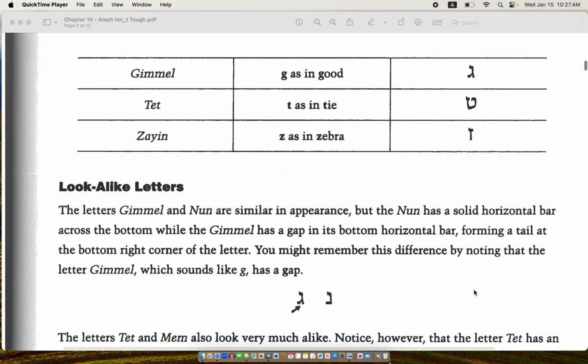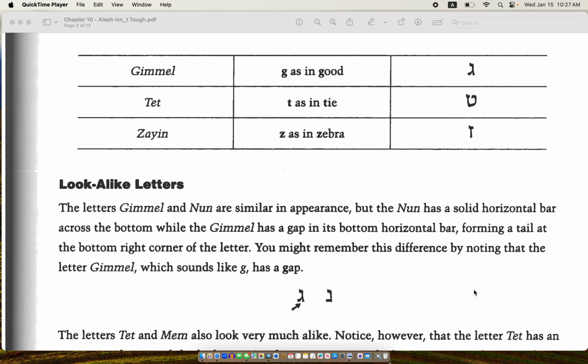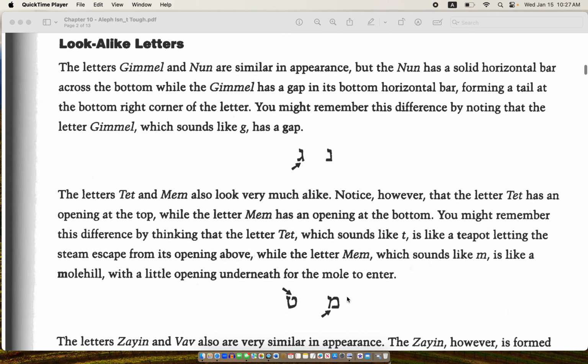Okay, look-alike letters. Again, I'll agree with some. I won't agree with all of them. Nun and Gimel, maybe, sometimes. Somebody mentioned that they see the Gimel has like a little kickstand. In my mind, I'm like, a gick stand? Because of a G sound? I don't know. So there's a little gap, as it says in the book. Gimel has a gap. Whatever works for you. But depending on the font and how quickly you're reading it, Nun and Gimel could look similar.